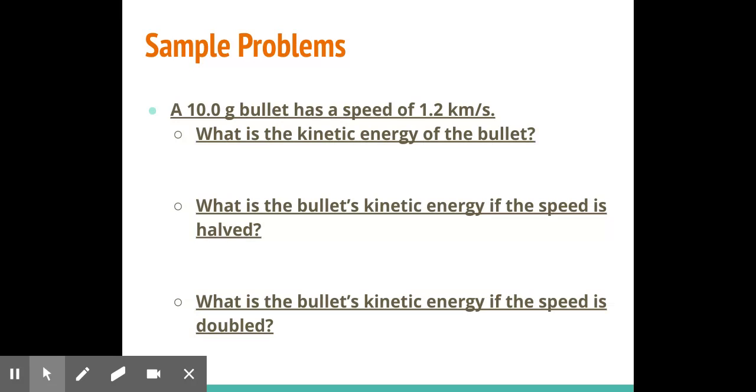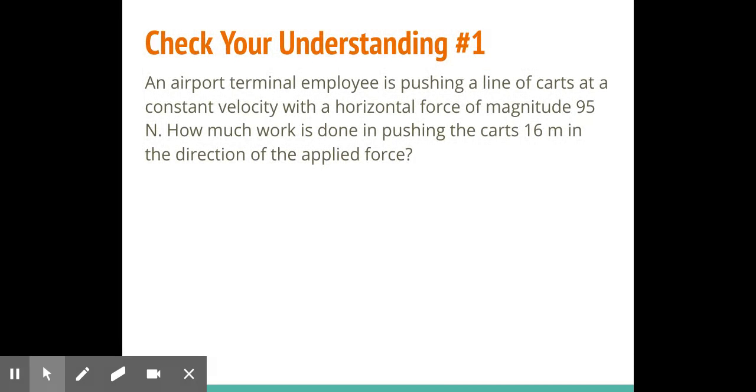But I'll just quickly read the problem. A 10 gram bullet has a speed of 1.2 kilometers per second. What is the kinetic energy of the bullet? So just make sure before you work on those, make sure you convert the 10 grams to kilograms, and then the speed from kilometers per second to meters per second. Okay, which is pretty quick. Think about that, 1 kilometer per second. That's ridiculous.